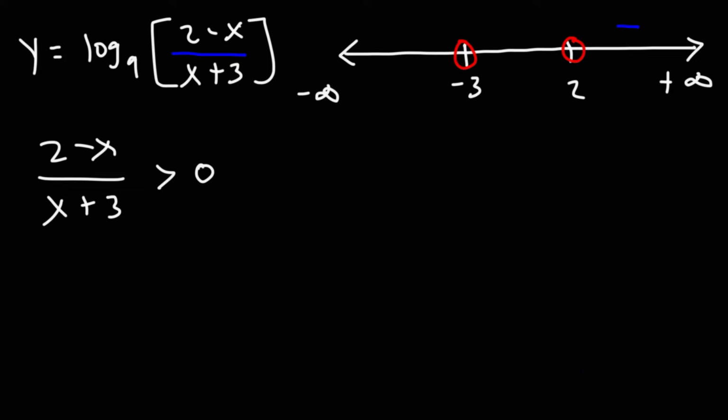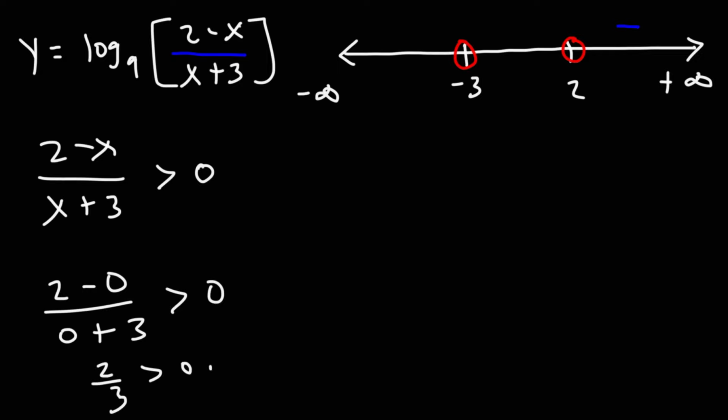Now let's pick a number between -3 and 2. The easiest is going to be 0. So 2 minus 0 over 0 plus 3. That's going to be 2 over 3. 2 over 3 is greater than 0, so yes, this works. We'll put a positive number there.